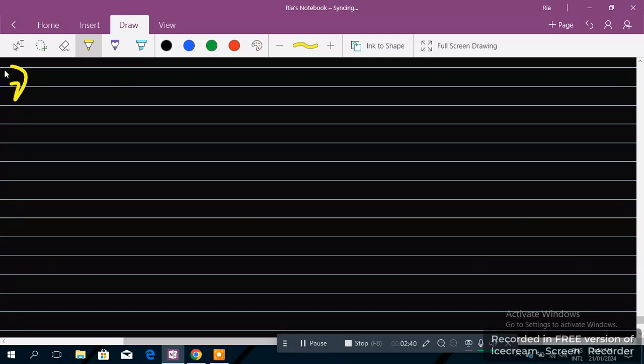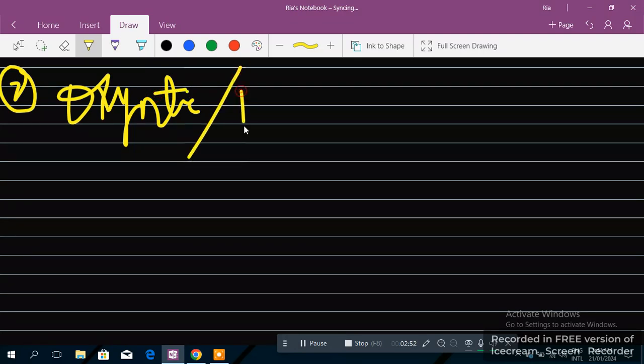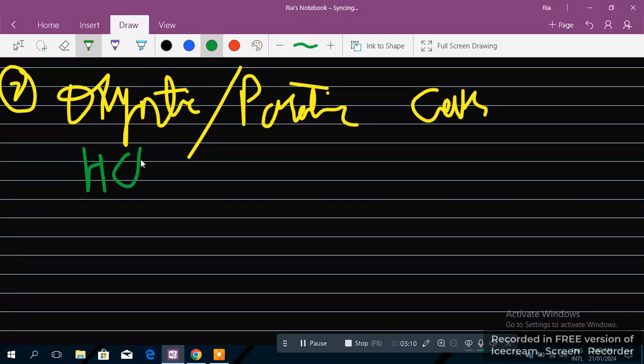So second is the oxyntic or parietal cells. Okay, so in this, it's HCl. Our stomach is very acidic, around pH 1 to 2.5. So HCl is what converts pepsinogen.